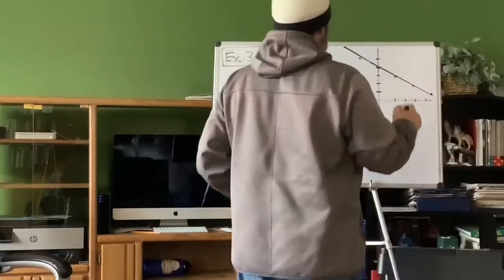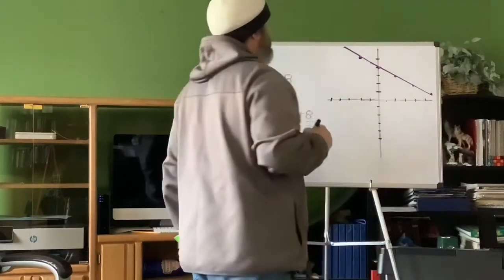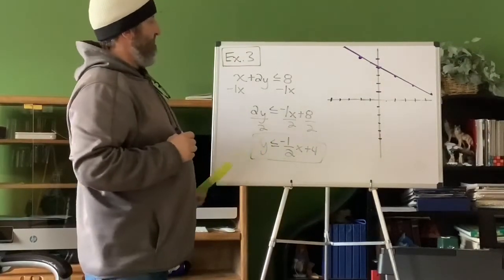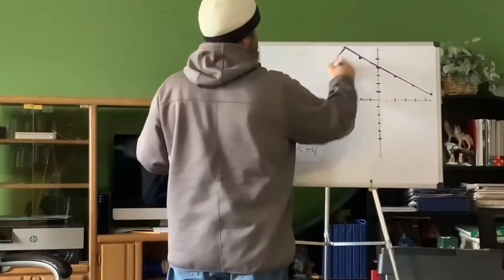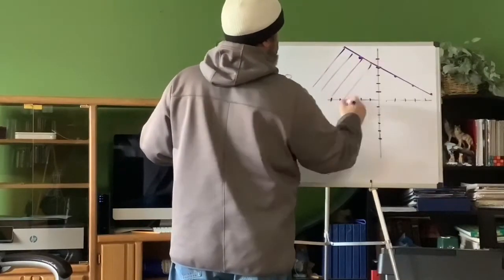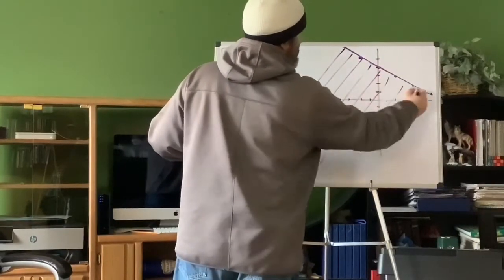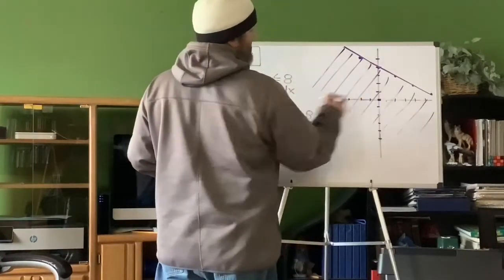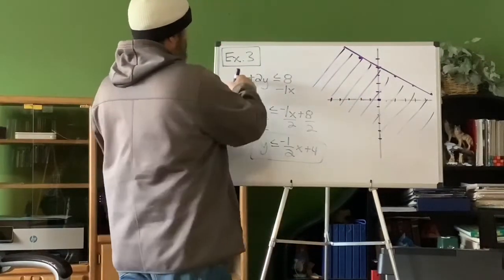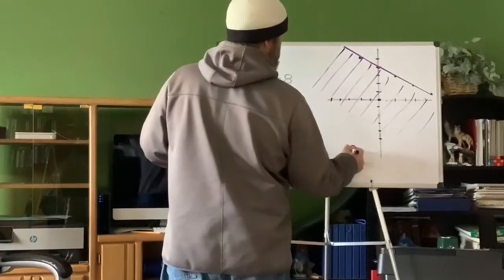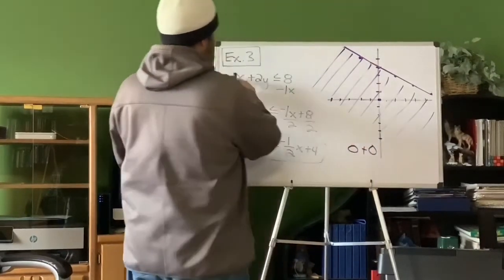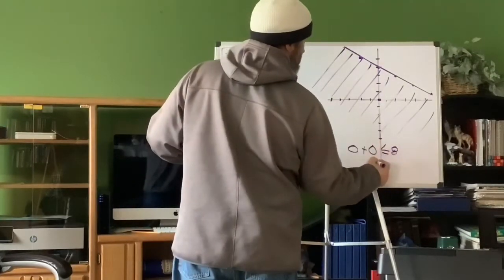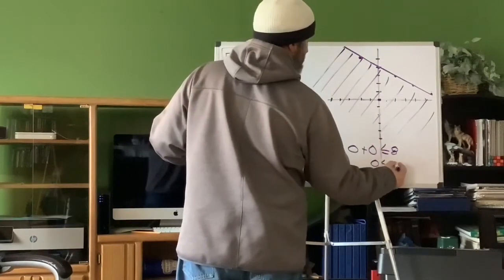Okay. It's supposed to be on the line. All right, and then it's y is less than, so of course I have to shade below. So will the point 0, 0 be true or false? 0, 0 should be true, shouldn't it? Let's look at it. If I plug 0 in, 0 plus 0 is less than or equal to 8. 0 has to be less than or equal to 8.